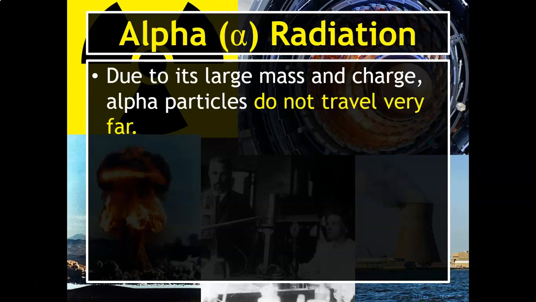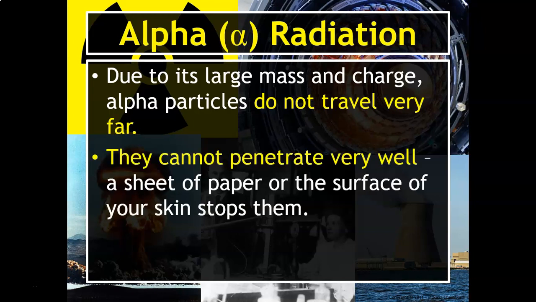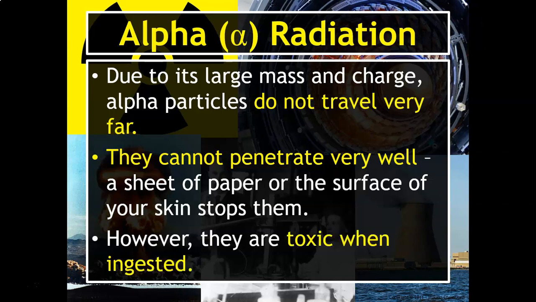Due to the large mass and charge of alpha particles, they don't travel very far. They also do not penetrate very well. So, for example, a sheet of paper or the surface of your skin will stop them. However, they are toxic when they are ingested.